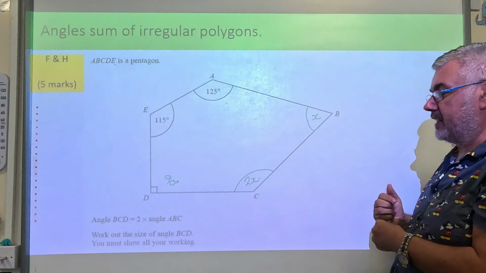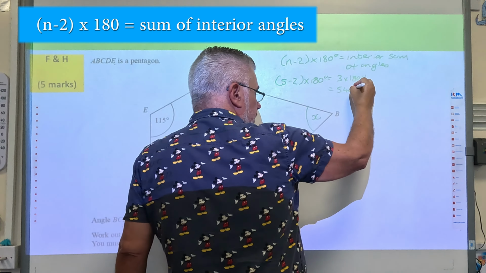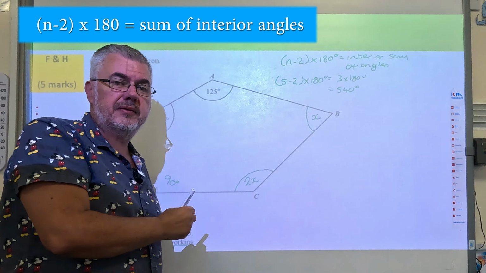I've got a pentagon. I need to know what the interior angles of a pentagon add up to, or sum to. And I've got a little formula. N minus 2 times 180 gives me the interior sum of angles. N is the number of sides. 5 take away 2 times 180. 3 times 180, which equals 540. My angles must sum to 540 degrees.